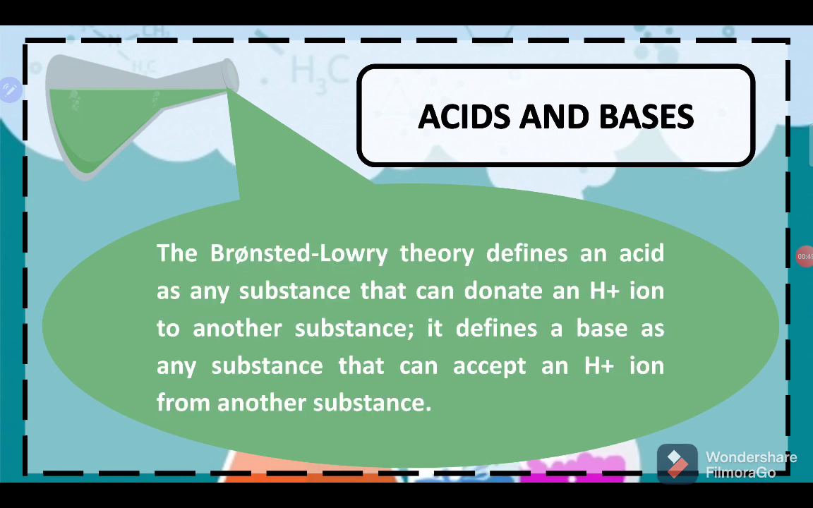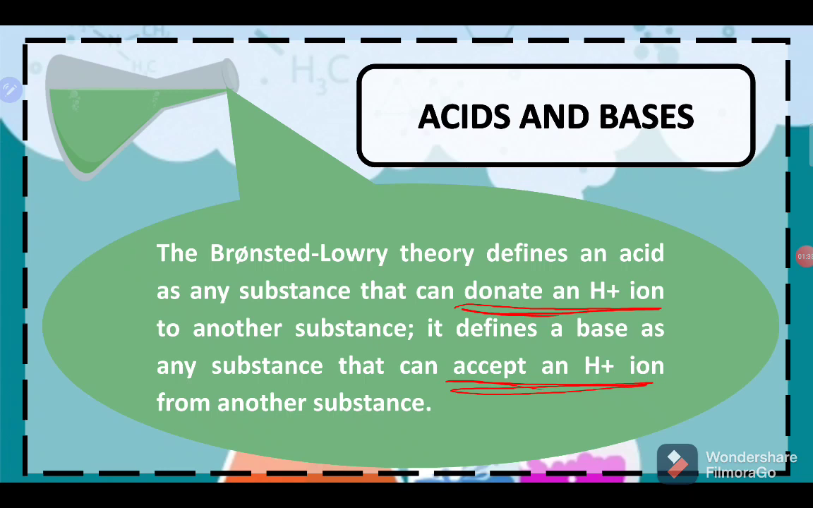Next, we have another definition. In 1923, J.N. Bronsted, a Danish chemist, and T.M. Lowry, a British chemist, independently proposed a new theory to deal with the limitations of the Arrhenius model. The Bronsted-Lowry theory defines an acid as any substance that can donate an H+ ion to another substance. It also defines a base as any substance that can accept a hydrogen ion from another substance.